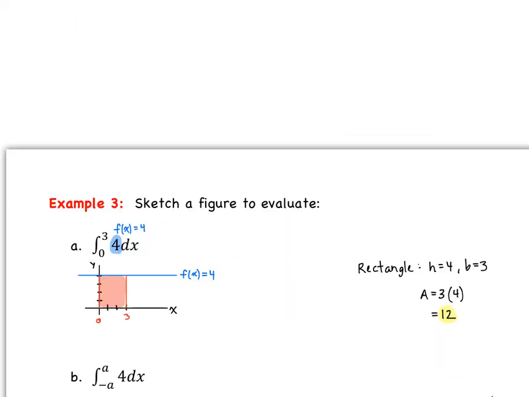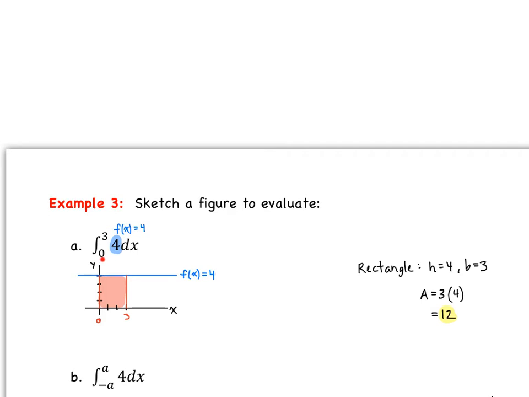These next examples, we're going to sketch a figure to evaluate these definite integrals. Okay, so if we take a look at A, we're looking at the integral from 0 to 3 of 4 dx. Now remember, this piece right here is our f of x. So really f of x equals 4. Well, if we were to graph this function, f of x equals 4, you should recognize that that's just a horizontal line, y equals 4.